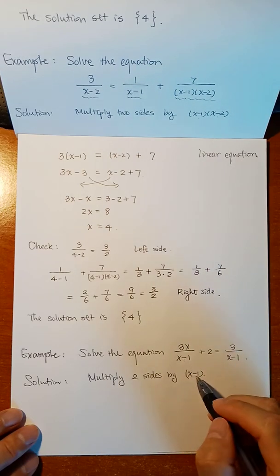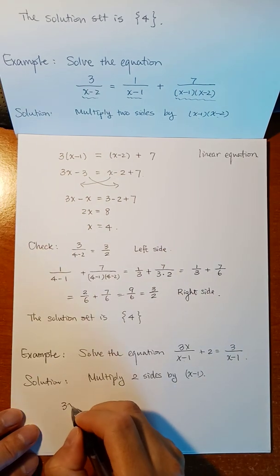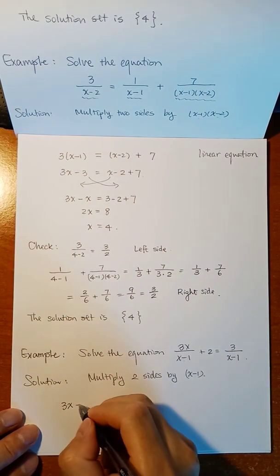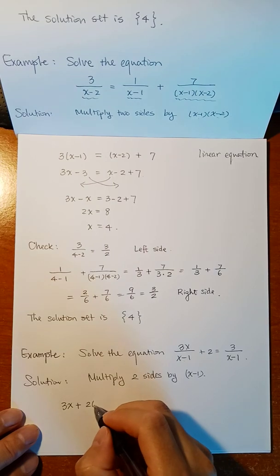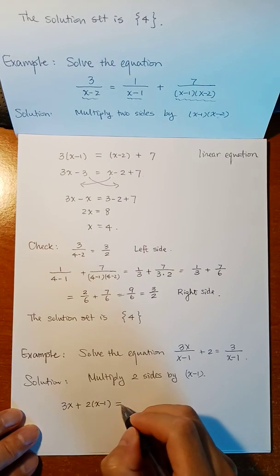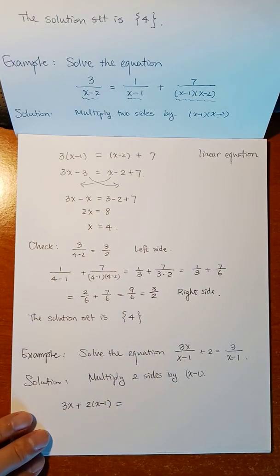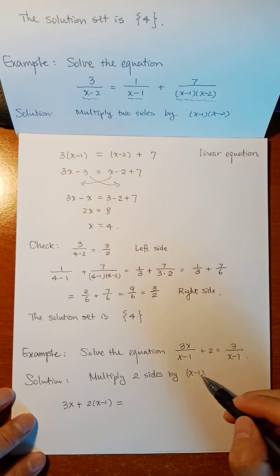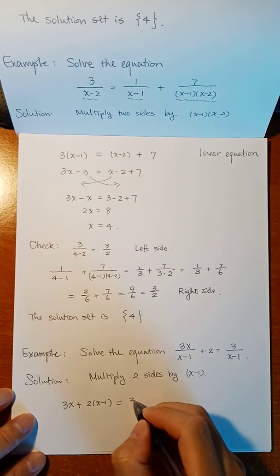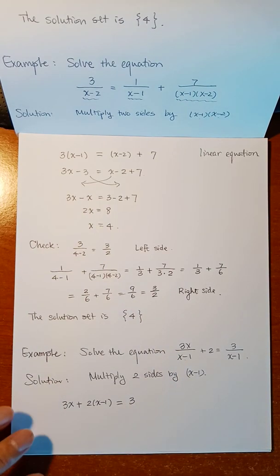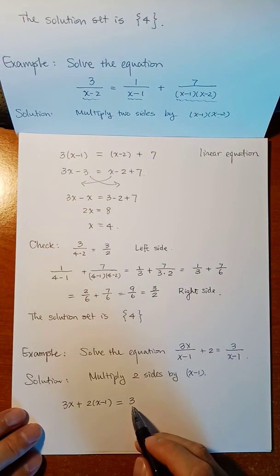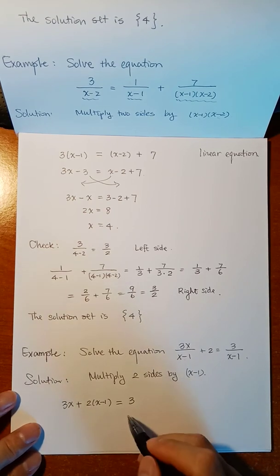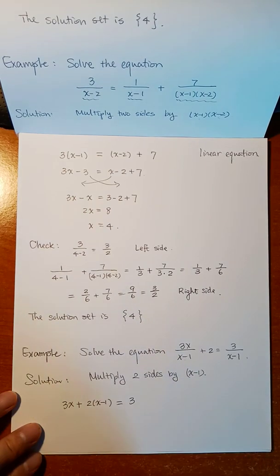This term, x minus 1 cancels, so you only have the numerator, 3x. On the other term, 2 times x minus 1, nothing is cancelled, so it's 2 times x minus 1. On the right side, 3 over x minus 1 times x minus 1, the denominator is cancelled. Okay, so that's a linear equation. This is a linear equation we are interested in.